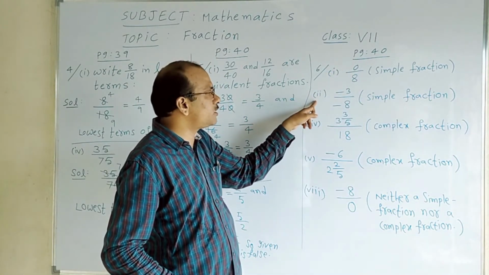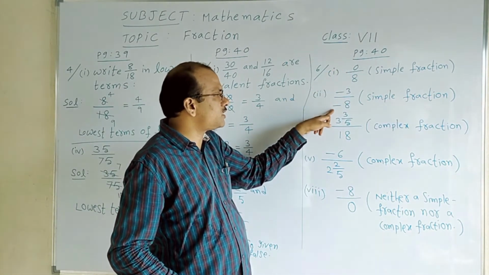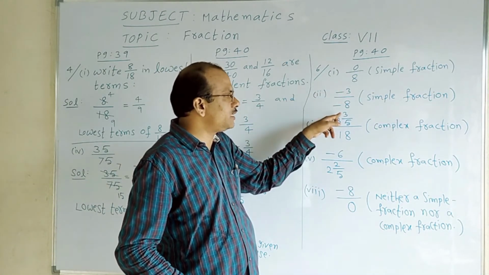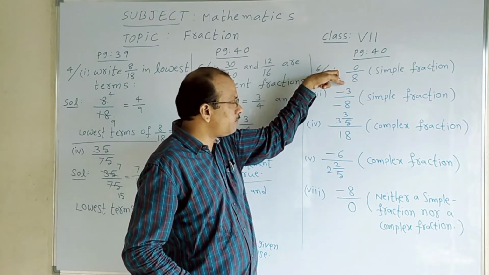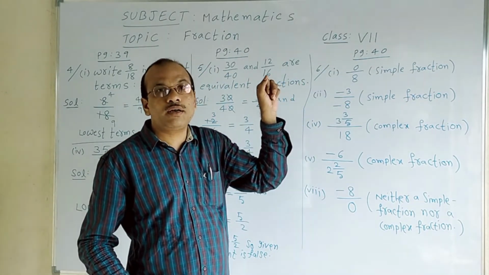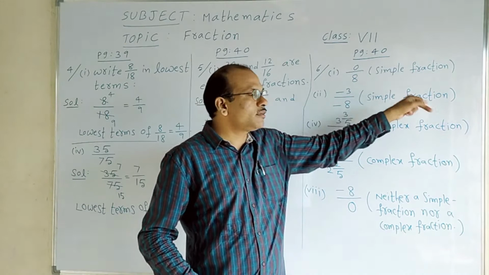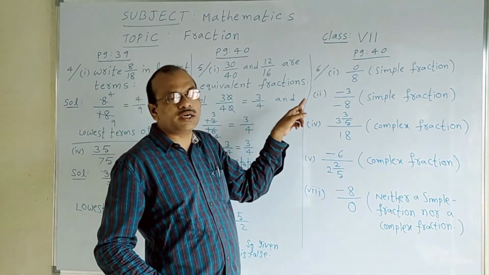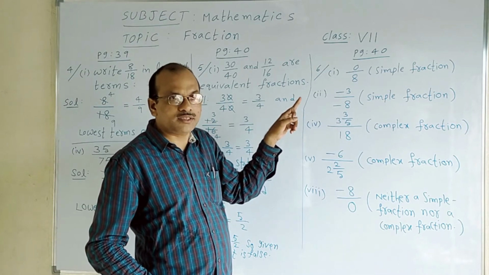Then second bit, minus 3 by minus 8. When we cancel minus and minus, 3 by 8 will be left. 3 is a whole number, 8 is also a whole number, and it is known as a simple fraction. Come to the fourth bit. Are you understanding, students? Yes.